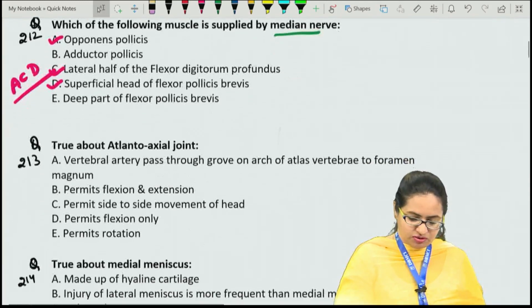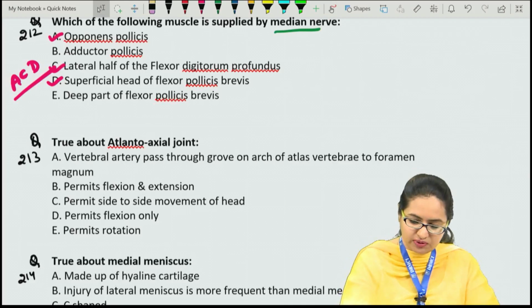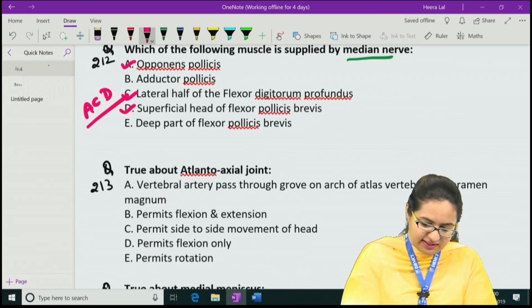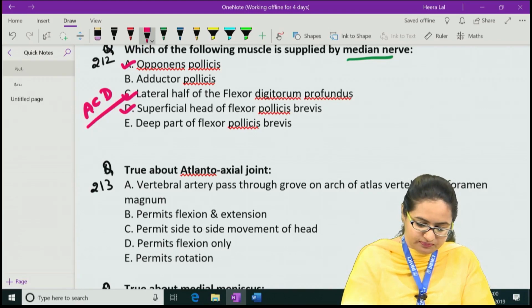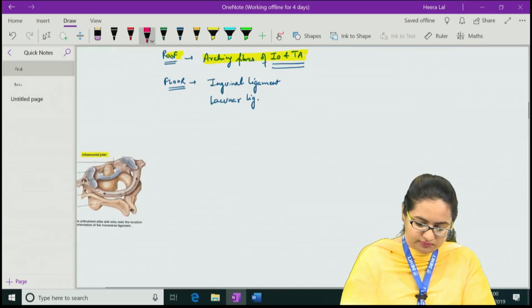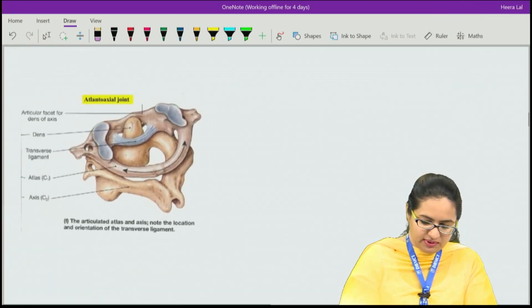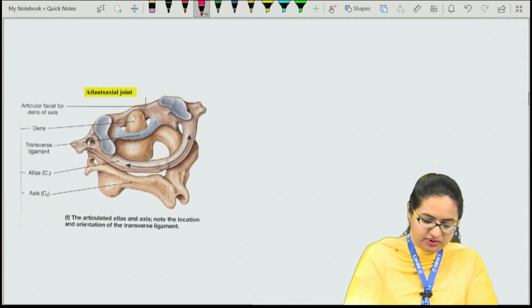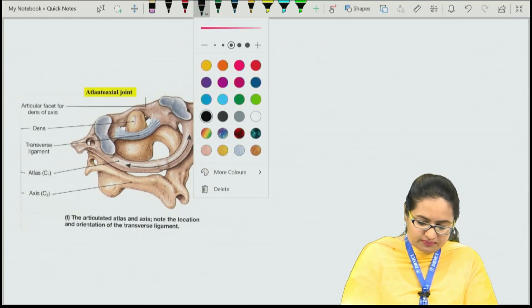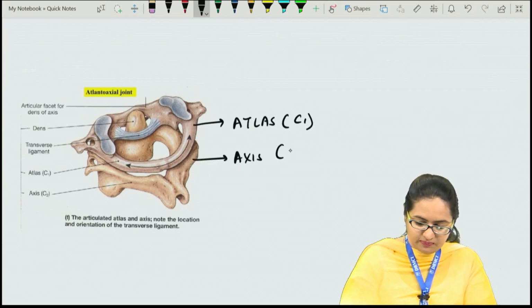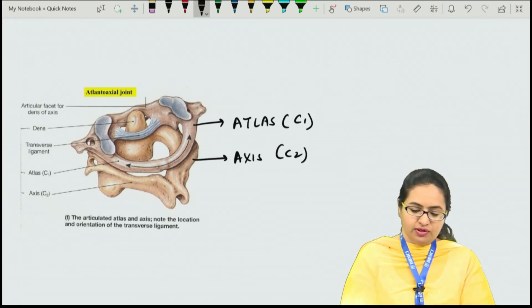Next question is regarding the atlantoaxial joint. First of all, we will see the atlantoaxial joint. This picture is showing the atlantoaxial joint. We can very well see over here the atlas and the axis, and it is forming a joint over here.